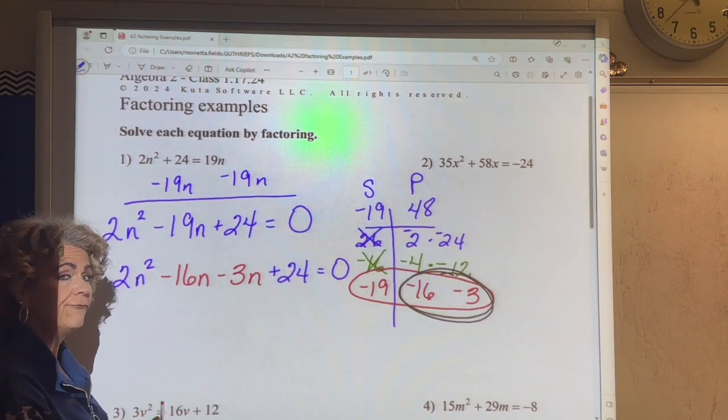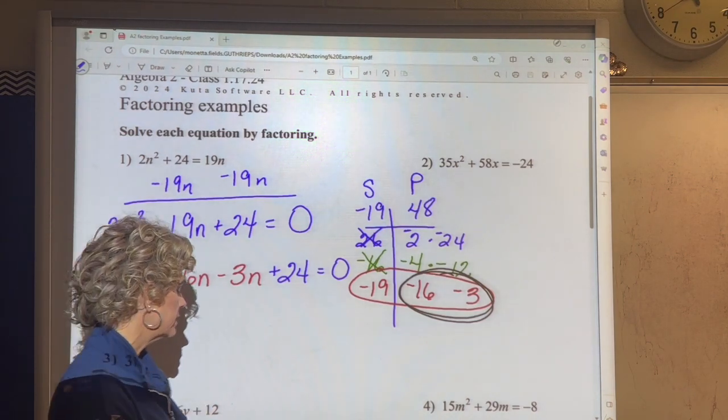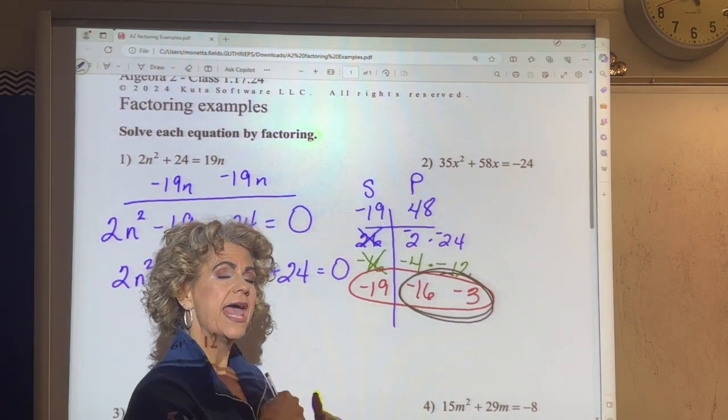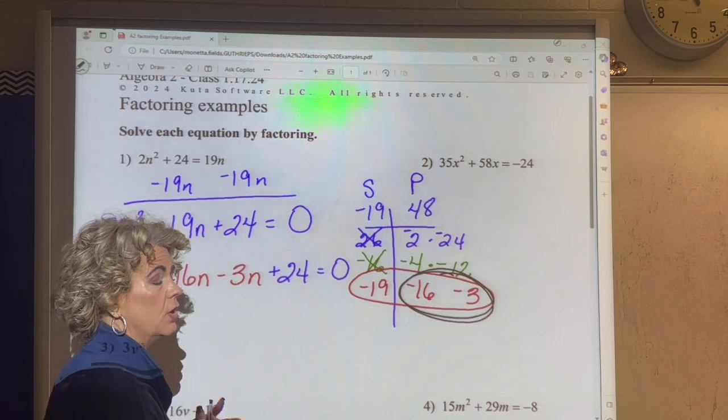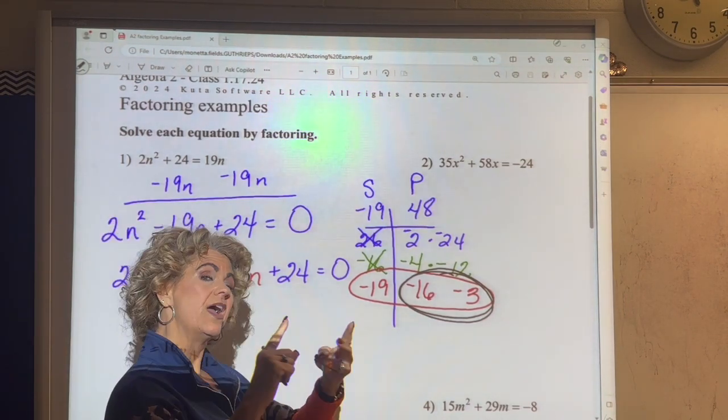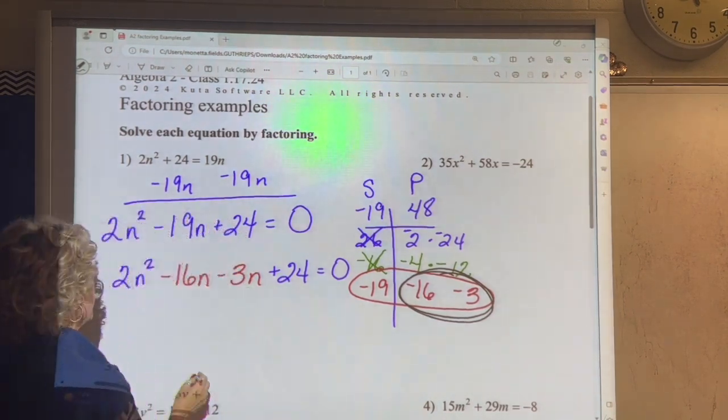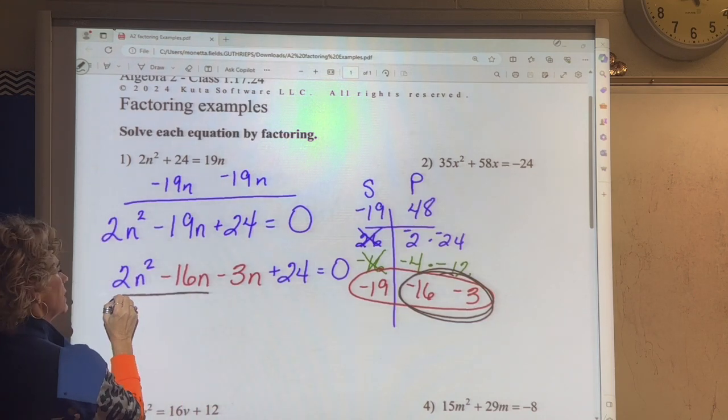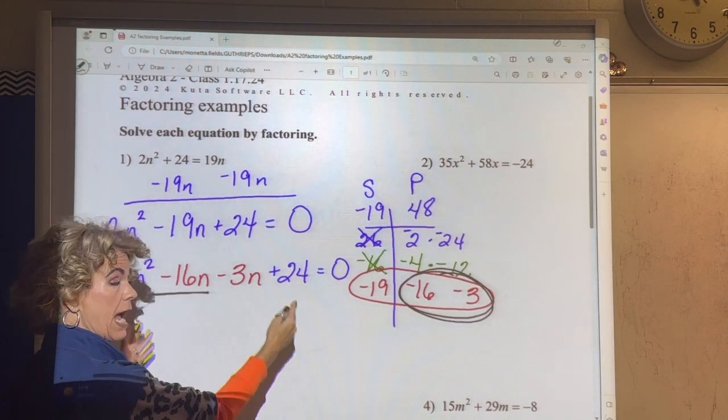We have done everything up to this point. Everything we've done. Now is the new information. What we're going to do each time, every time, all the time, is group the first two terms, because we now have 4 terms.